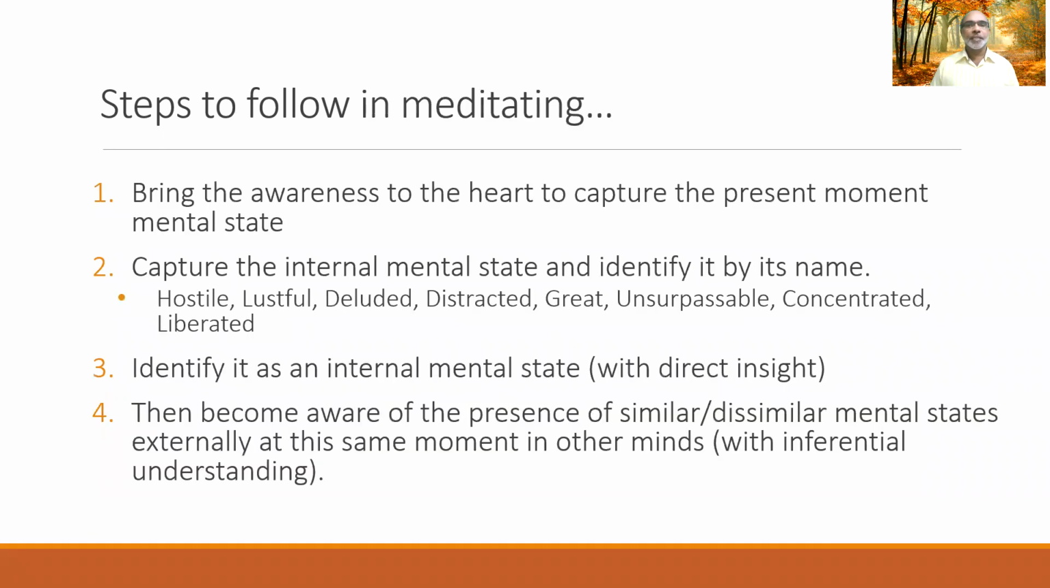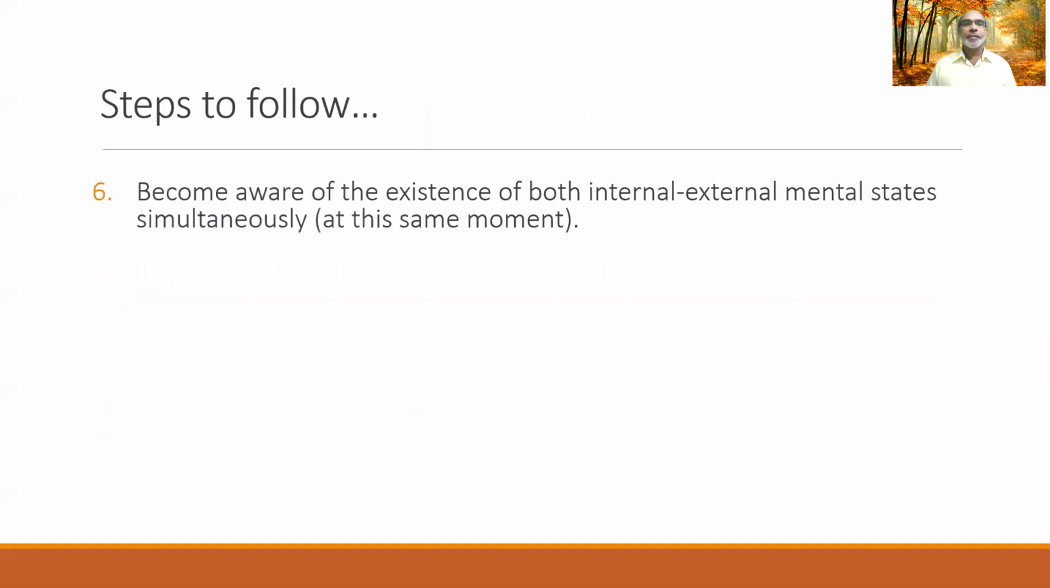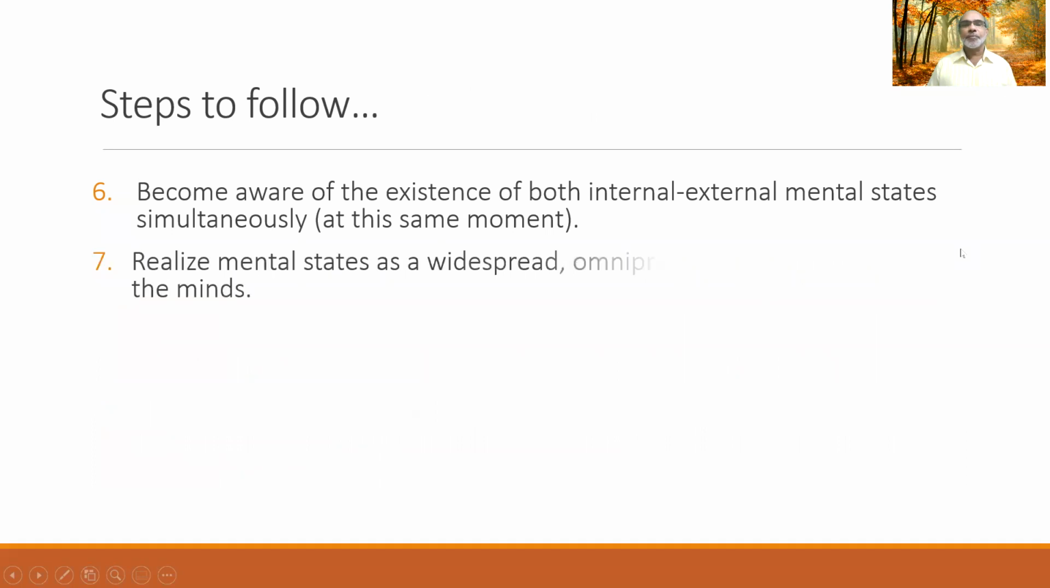Shall we quickly summarize before we move on to the meditation? Bring the awareness to the heart, then capture the internal mental state and name it. Then with the direct insight, identify it as internal. Then with the inferential understanding, become aware that there are mental states in other minds. Then whether it's internal or external, combine everything to understand mental states are general phenomena, natural phenomena, and that's widespread and omnipresent in all minds.